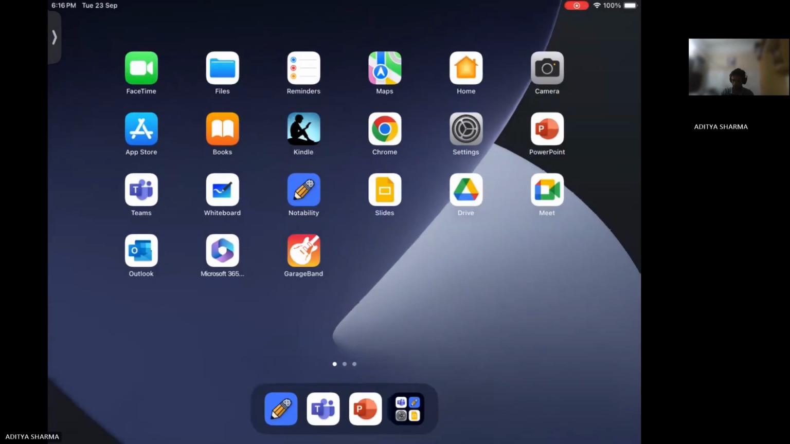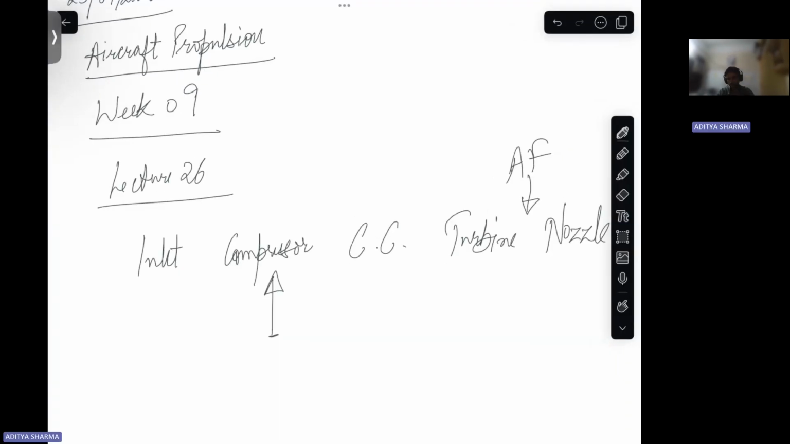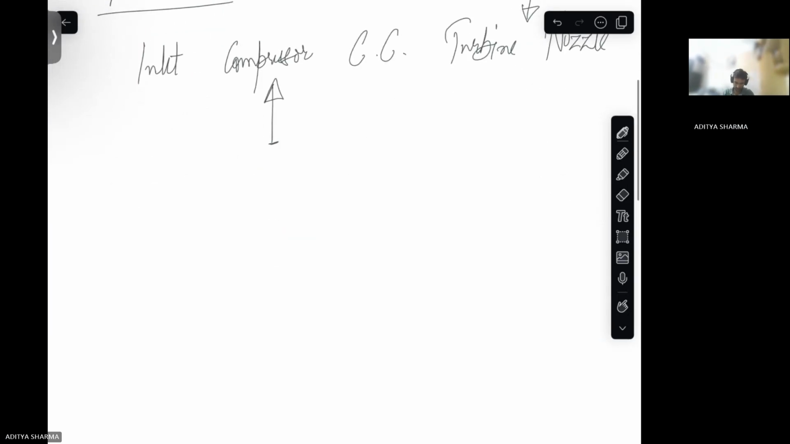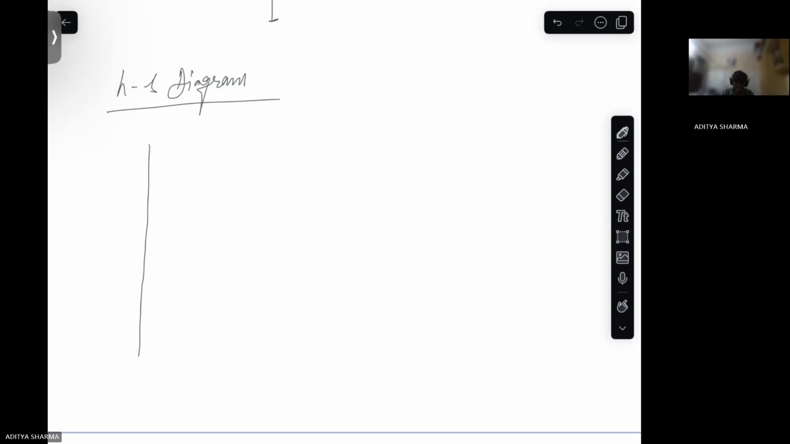Okay, so I'll draw the HS diagram. This is for your guiding vanes.